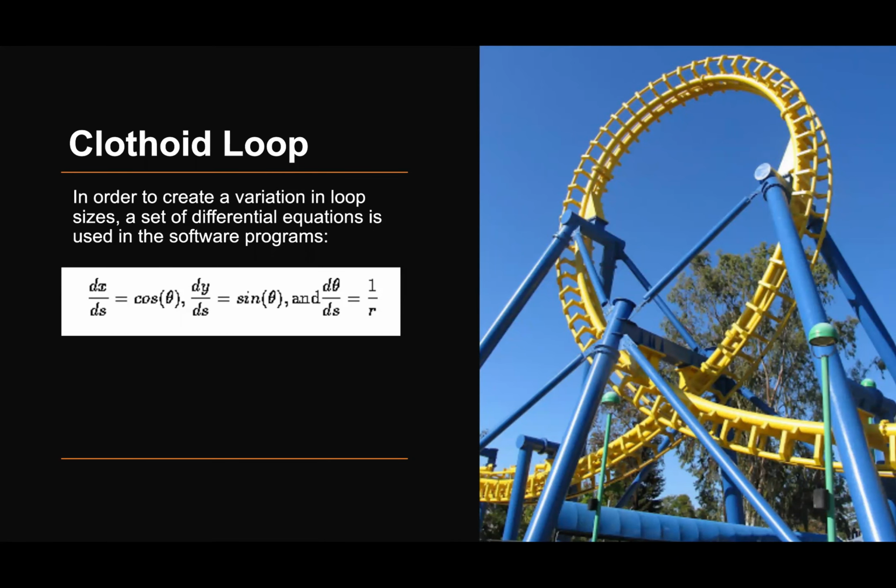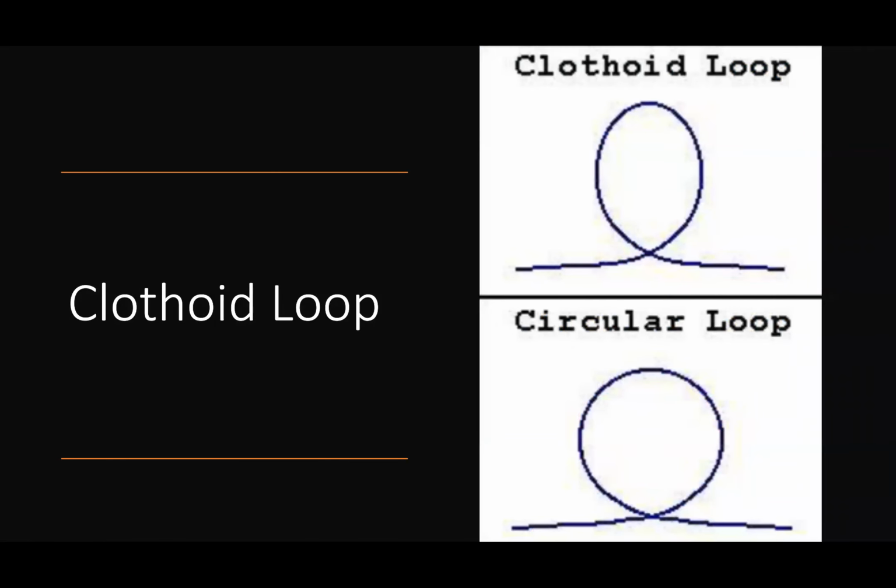And so in order to create variations in loop sizes, a set of differential equations is used when input in these software programs. So there's the equation. And the reason that clothoid loops are more common than circular loops is because the acceleration of a clothoid loop has variations depending on where it is on the loop. Whereas in a circular loop, it's more of a constant acceleration and it has a more aggressive effect on the rider. And the clothoid loop is a more comfortable ride.